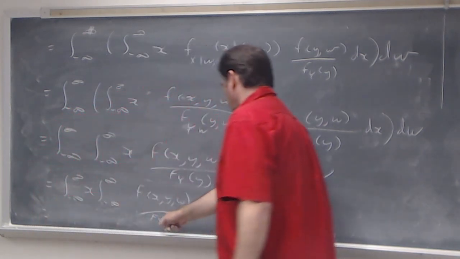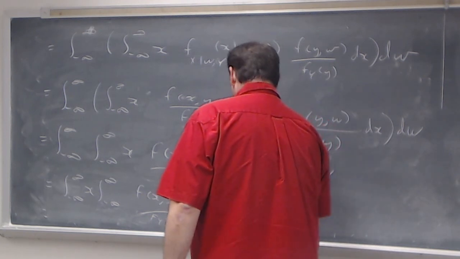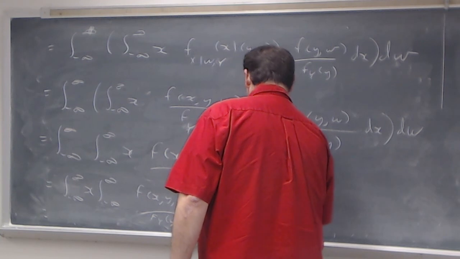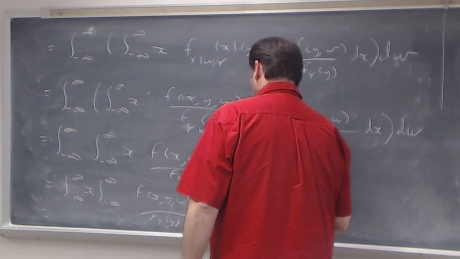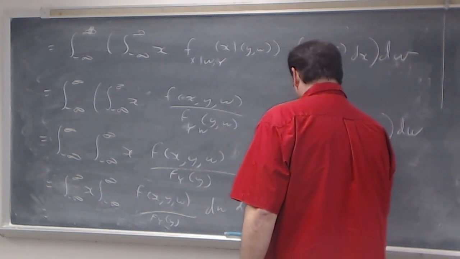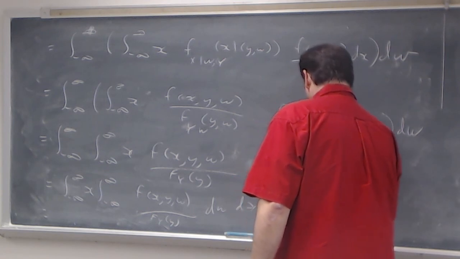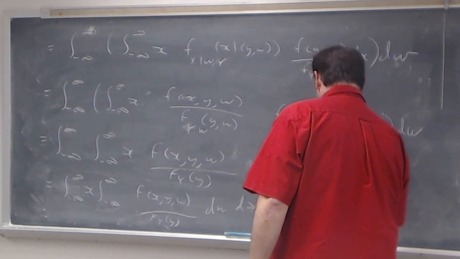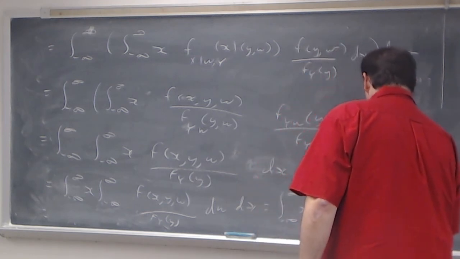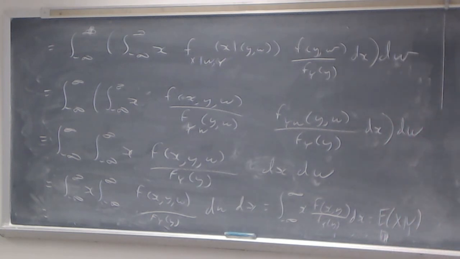And in this inner integral, the bottom is a constant. When you integrate with respect to w, we're going to get an outer integral from minus infinity to infinity. The integral of the joint with respect to one of the variables gives you the joint of the other two. So I have x, f of x comma y over f sub y of y, dx, and that's nothing more than the expected value of x given y. And that's what we're trying to prove. So that gives the conclusion of what we were trying to prove, in the two cases.